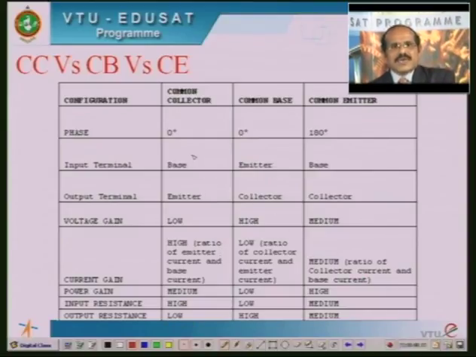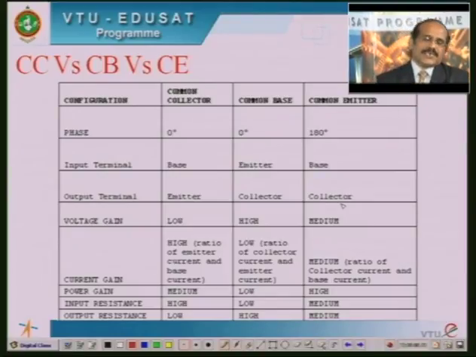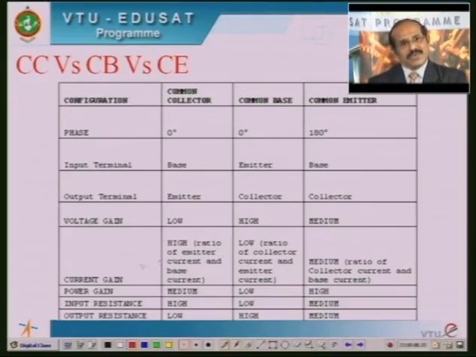So the conclusion is that the common emitter configuration is preferred as an amplifier, only because it has moderate voltage gain as well as current gain, and the input resistance and output resistance are both medium. Whereas the common collector configuration is preferred as an impedance matching device, because it has unity voltage gain, very high current gain, very high input impedance and very low output resistance.